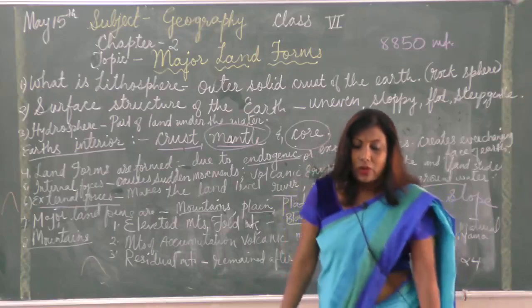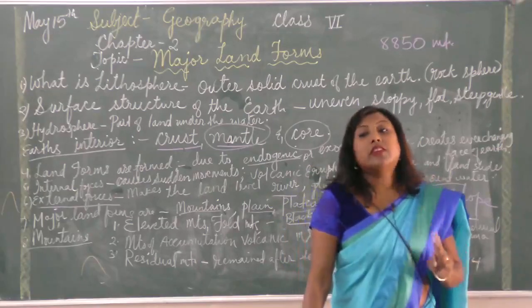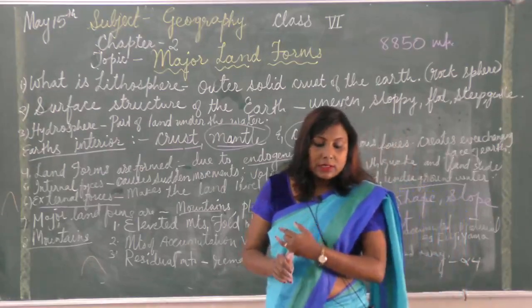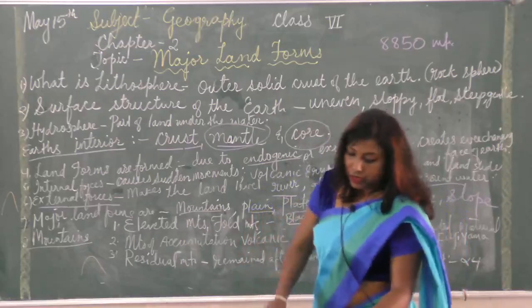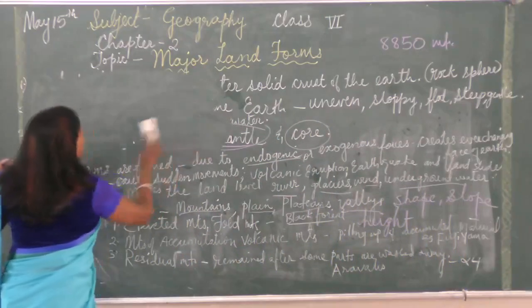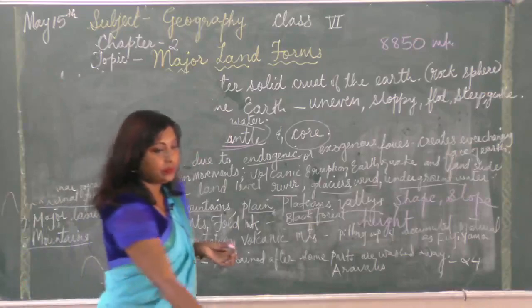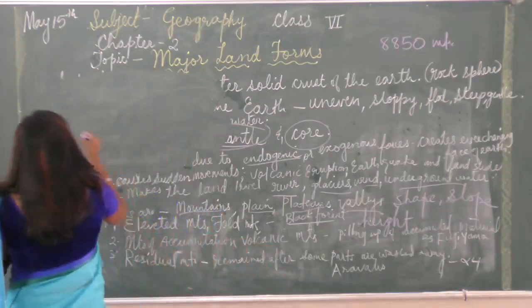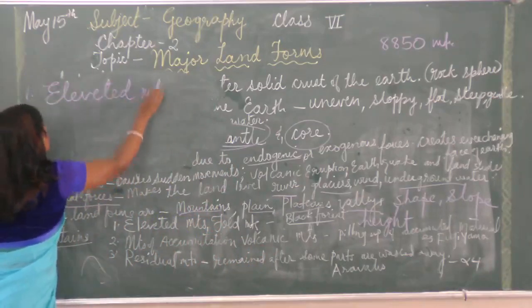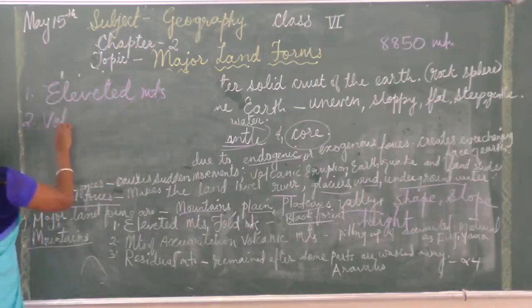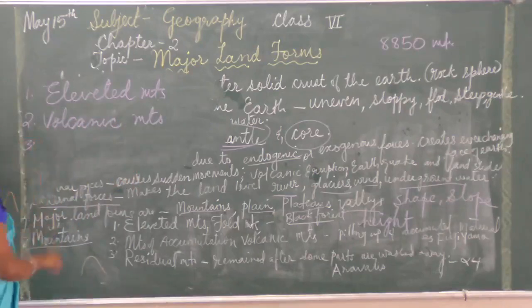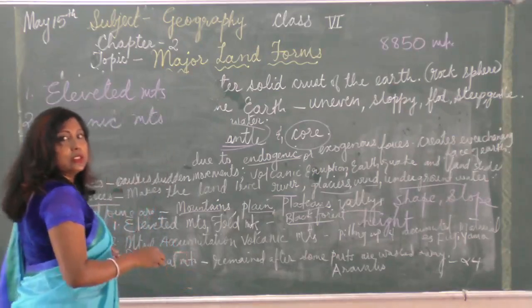Now, based on their origin and form, there are 3 types of mountains. One is the elevated mountains, then we have the volcanic mountains, then the last one is the residual mountains.